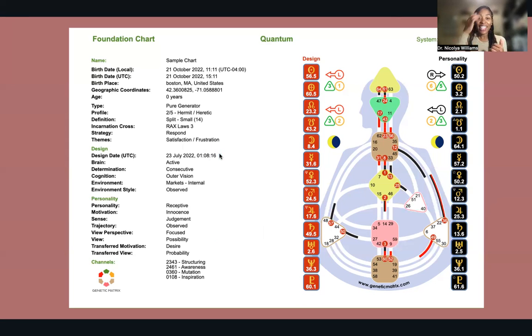So there's that. We talked about design date, which is about 88 to 90 days before you're born. That's when it's stamped. And it doesn't matter if you're premature or anything like that, because ultimately God knew when you were supposed to be born. So that is when it's stamped, okay? And then there's a bunch of other pieces. So we can talk about the brain, the determination, the cognition. We'll talk about some of the general themes that I talk about in human design readings.